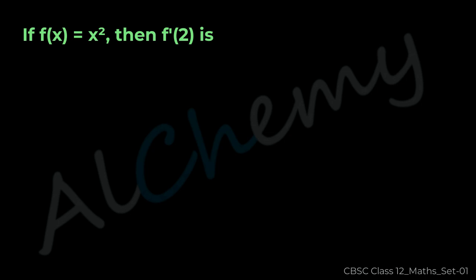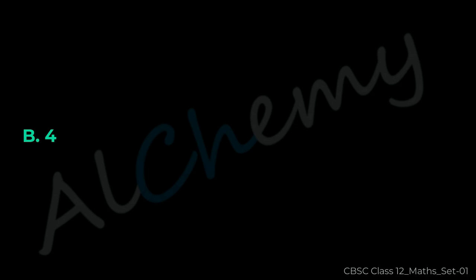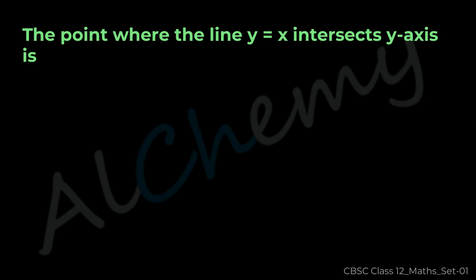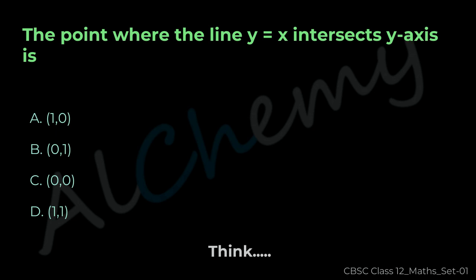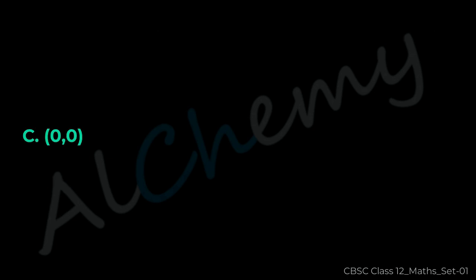A: 2, B: 4, C: 6, D: 8. The correct answer is B, 4. Next options: A: [1 0], B: [0 1], C: [0 0], D: [1 1]. The correct answer is C, [0 0].